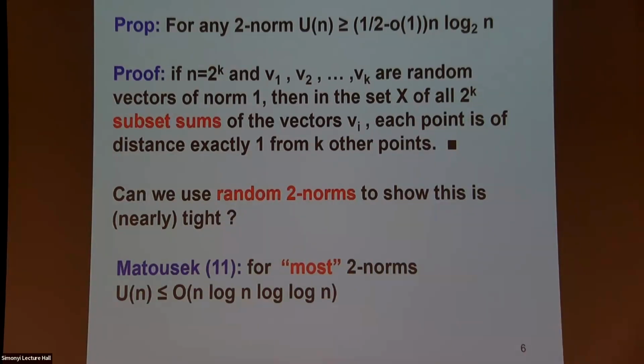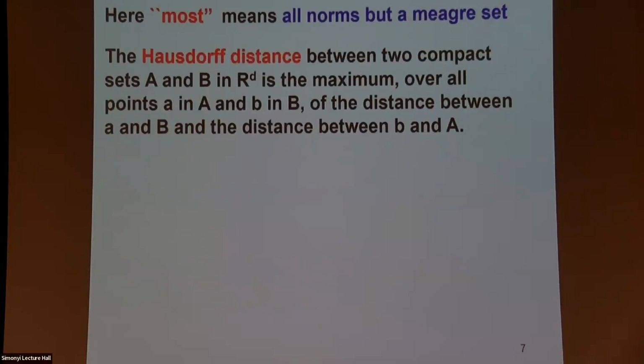What he showed is that for most norms, and I'll say what is meant by most here, the maximum number of unit distances determined by n points with respect to this norm is not more than an absolute constant times n times log n times log log n. So it's pretty close to this n log n. Let me tell you what is meant by most here. The technical term is that most means all norms but a meager set.